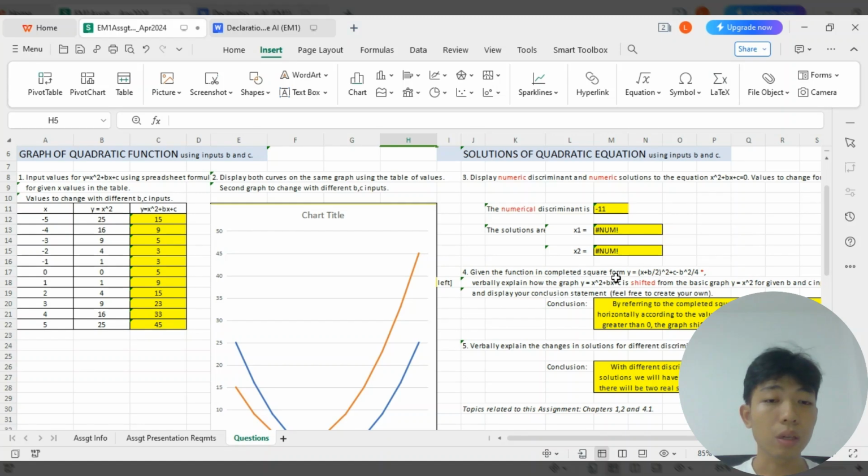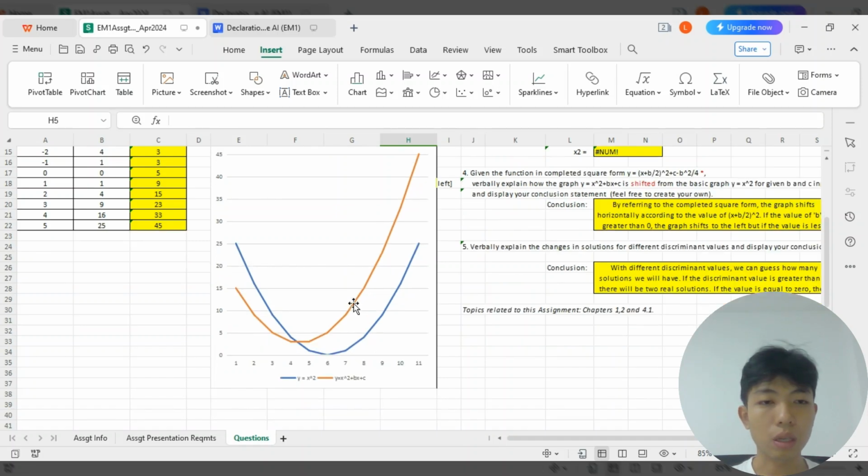To answer conclusion 4, we are given the completed square form y equal to (x plus b by 2) the whole squared plus c minus b squared by 4. The horizontal shift of the graph y equal to x squared plus bx plus c from the basic graph y equal to x squared depends on the value of b by 2. If the value of b by 2 is positive, the graph will shift to the left by b by 2 units. If the value of b by 2 is negative, the graph will shift to the right by b by 2 units. For this problem, with the given input values of b and c, the value of b by 2 is positive. That's why the graph shifts to the left by b by 2 units.